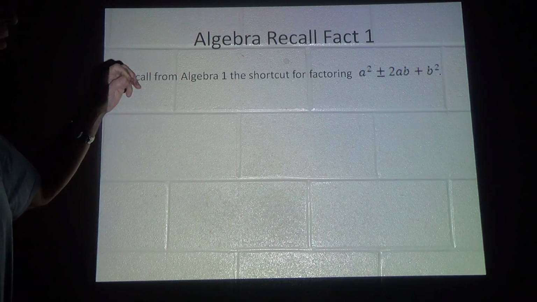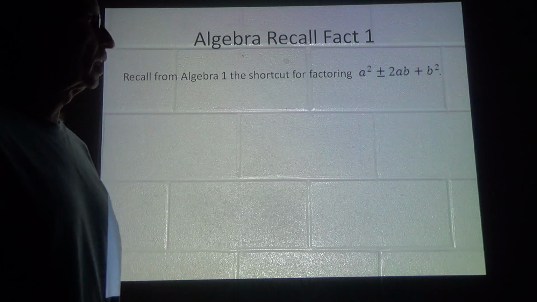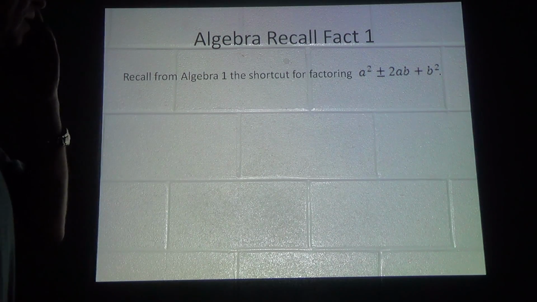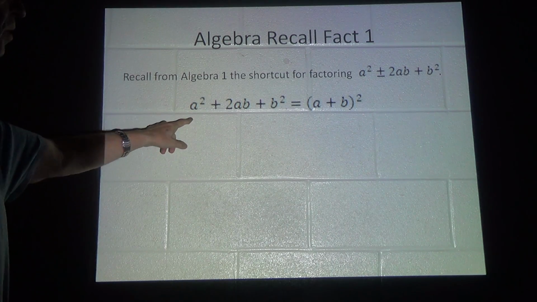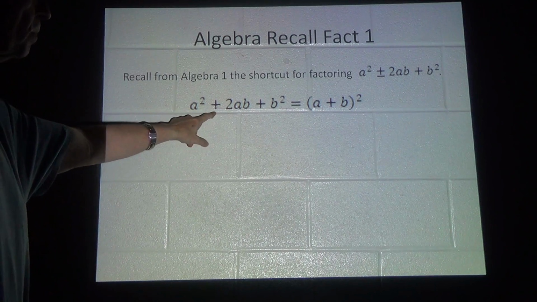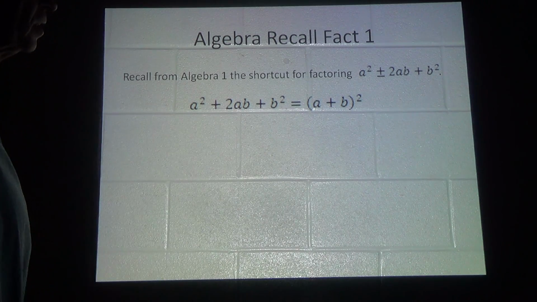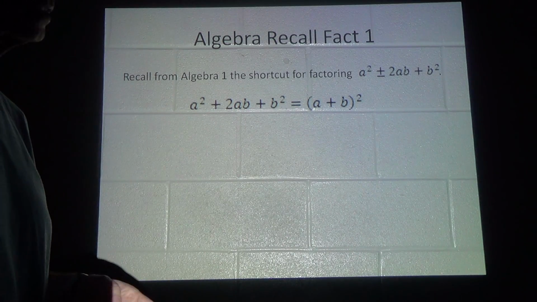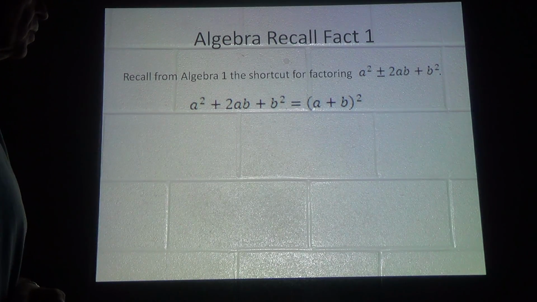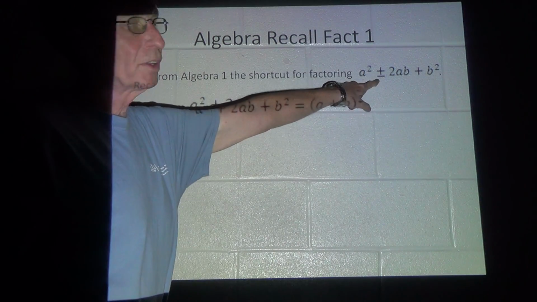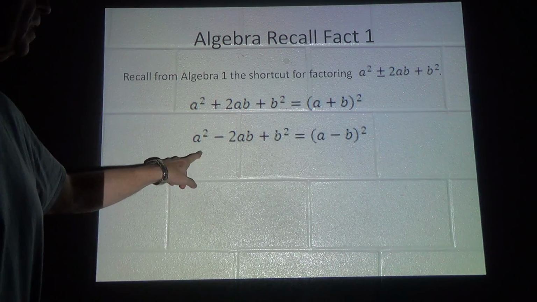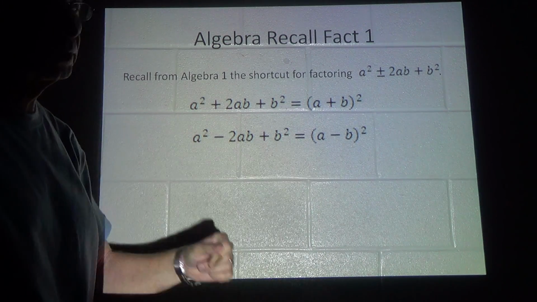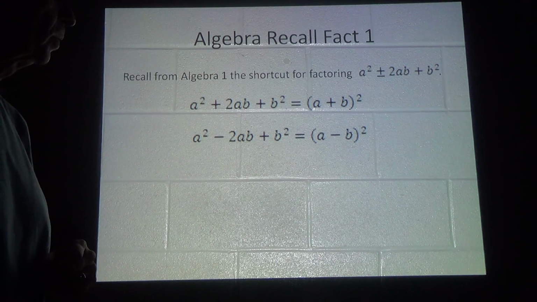Recall from Algebra 1 the shortcut for factoring something in this form right here, a squared plus or minus 2ab plus b squared. If you remember, this was a formula that they gave you, that a squared plus 2ab plus b squared will always factor into the form of (a plus b) squared. If it happens to be the negative version of this, then a squared minus 2ab plus b squared is equal to (a minus b) squared.